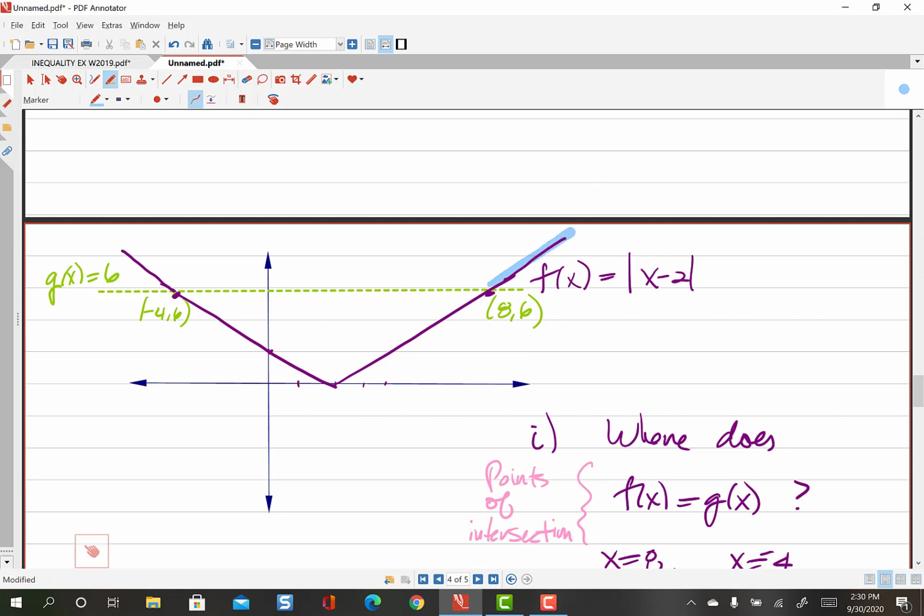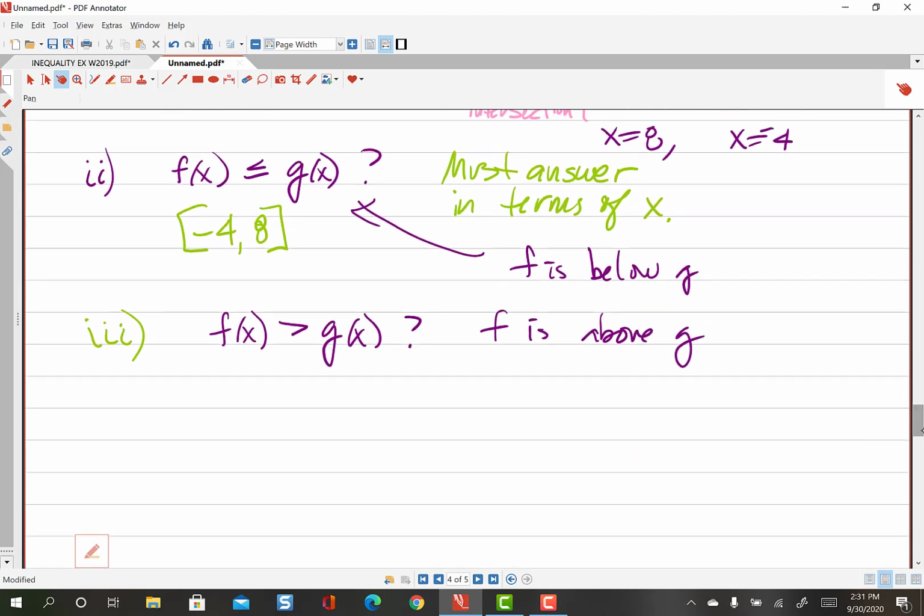So again, we want to answer this question, but it has to be answered in terms of x. If you're over on this far right side, this is going to be from 8 onward. This is going to be everything before -4. So the way that I would answer this last one is, this is true from -∞ to -4, with a parenthesis because it's plain greater than, and then from 8 to infinity. Two separate parts of the graph, so we have two separate intervals.